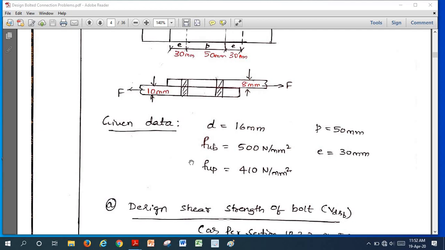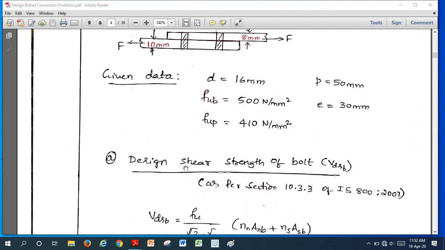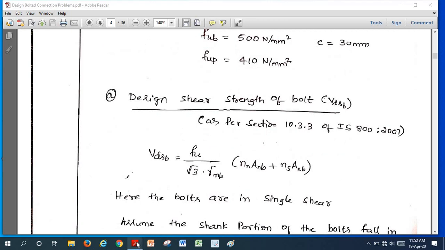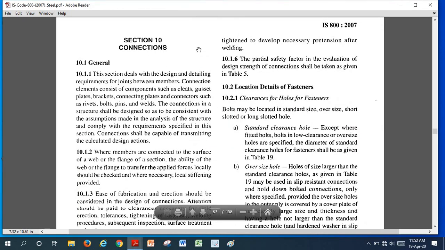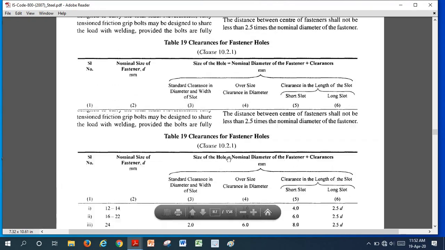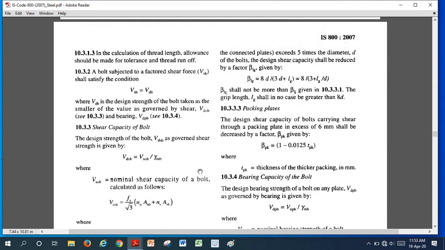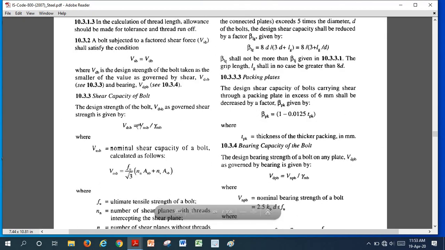Since they are asking for the bolt value, we should calculate both the shear strength and the bearing strength of a bolt. Whichever is less will be the bolt value. So first we are going to calculate the design shear strength of a bolt, Vdsb, according to section 10.3.3 of IS 800-2007. We get this in the connection chart section of IS 800-2007 on page number 73. Here, 10.3.3, this is the formula.